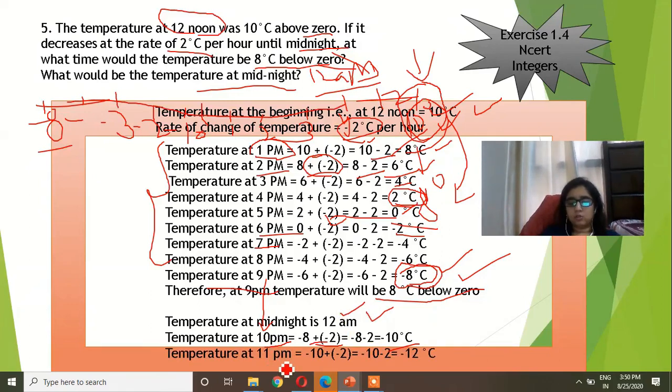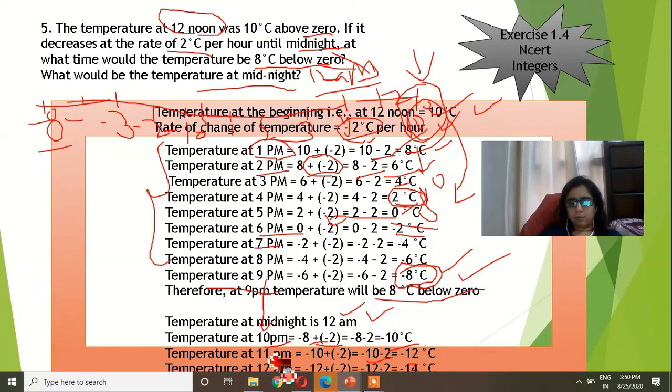So temperature at 11 p.m. would be minus 10 degrees Celsius plus minus 2 degrees Celsius, and this plus and this minus will become minus in my next step, and here we will apply the rule of addition and subtraction. That is, two numbers are negative, so we have to add those numbers with each other. That is 10 plus 2 equals 12, and the sign of this 12 is minus, because the greater number is 10 and it is a negative number.